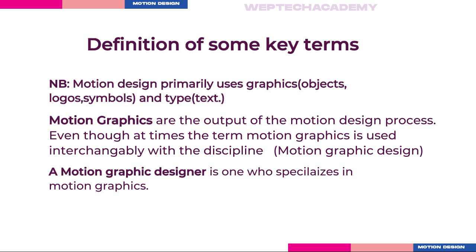Remember, I've been talking about motion design being the discipline of putting graphic elements into animation. So now, what is motion graphics? Now, motion graphics is the output of the motion design process. Are we together? That is, motion graphics now are the output of the motion design process. That is, the output of the animated objects is what is called motion graphics. Even though at times some designers do refer to the motion design process as motion graphics, primarily motion graphics is just the output of the motion design process. So I'm just saying that to get you clarified.